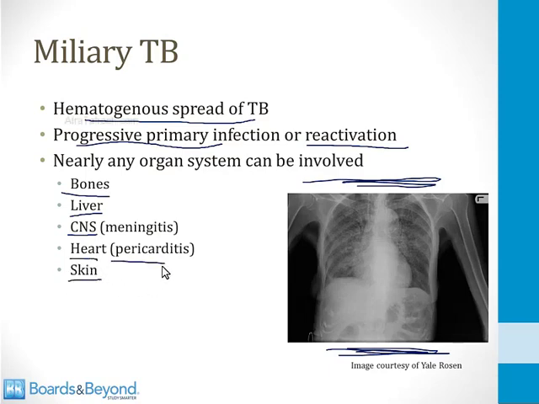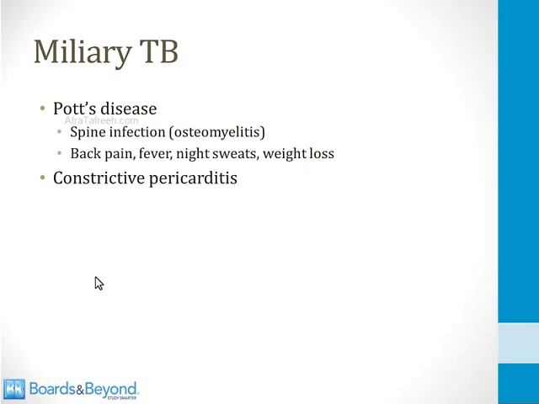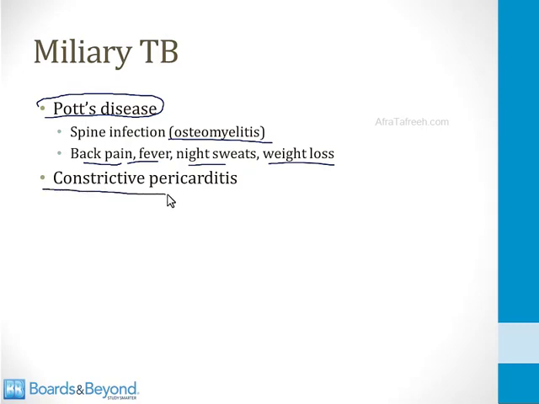Miliary TB is very rare in the modern era, but decades ago when there wasn't good antibiotic therapy for TB, this was much more common, and doctors spent a lot of time diagnosing miliary TB that had spread to various organ systems. A couple of specific places the miliary TB can go to that you should know about are, first of all, Pott's disease. So this is spread of tuberculosis to the spine, causing osteomyelitis. And patients with Pott's disease have back pain and fever and night sweats and weight loss. And TB can also spread to the pericardium, and it can cause pericarditis or constrictive pericarditis.